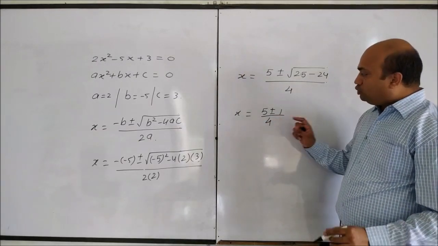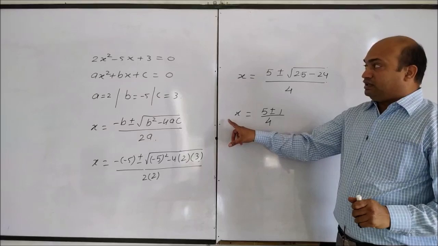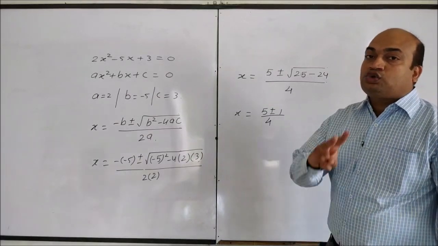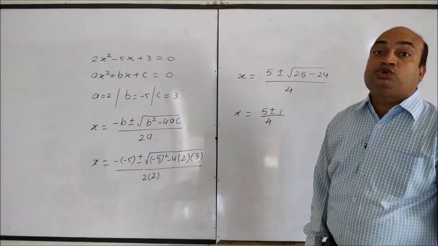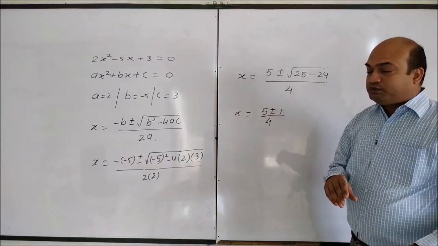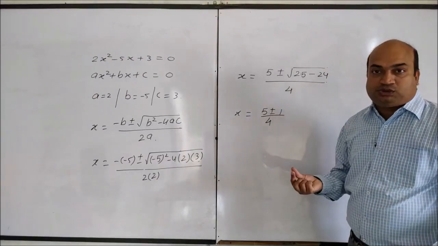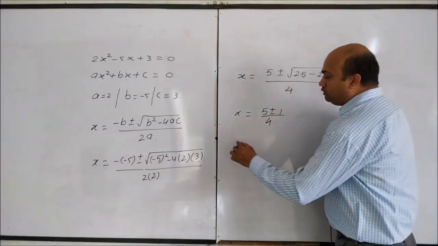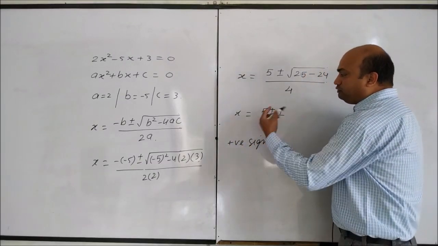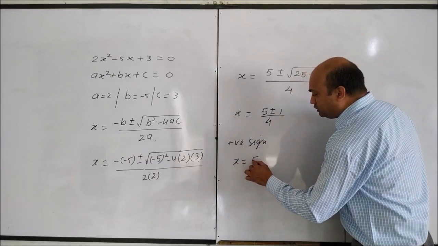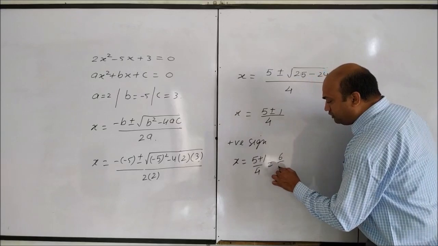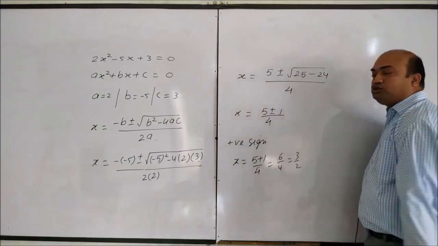Okay, now we should have two values of x. For quadratic equation, if we solve quadratic equation, there are two values of x we get that are the roots of this quadratic equation. So if we want to find those two values, once we take here positive sign and once negative sign. We write taking positive sign. When we take positive sign, it will be x is equal to 5 plus 1 by 4. That will be 6 by 4. That will be 3 by 2.